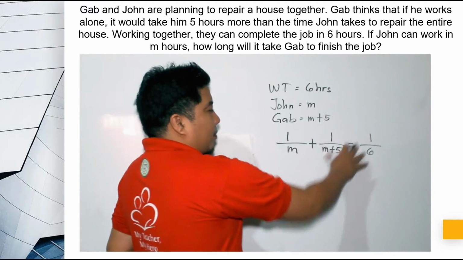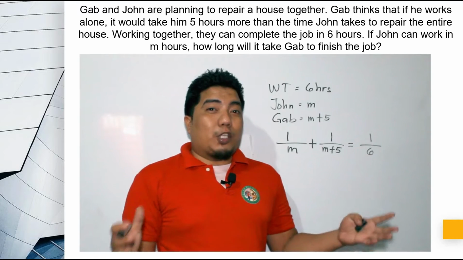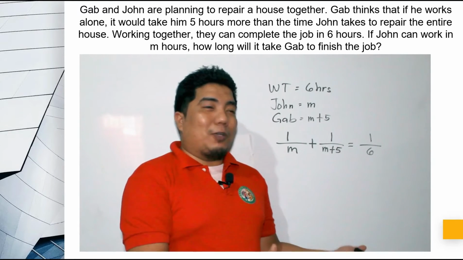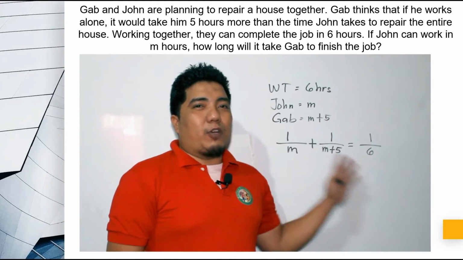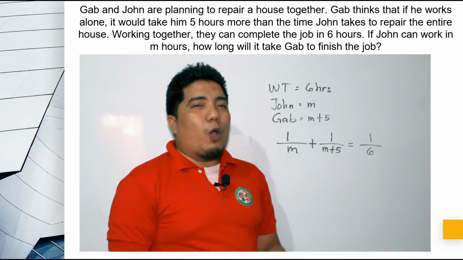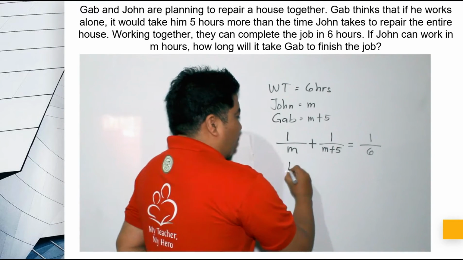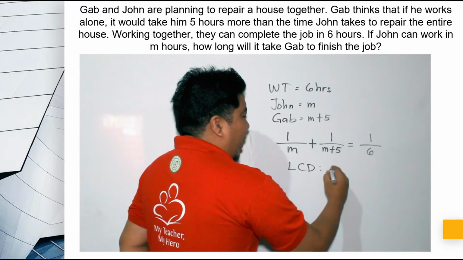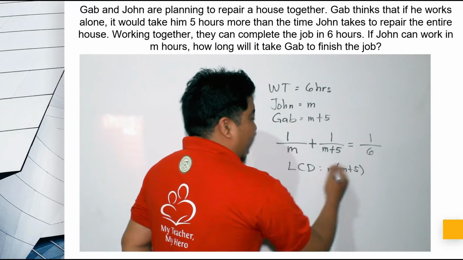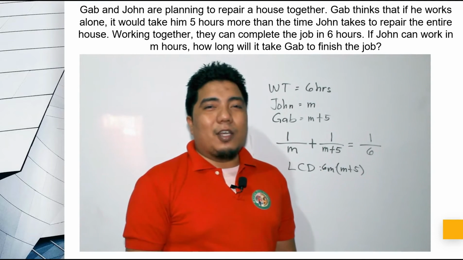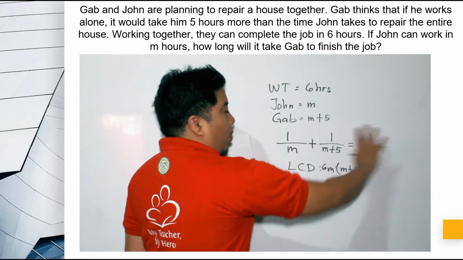Now, the question is, what are the hours of John and Gab? Okay. So, this is an example of an equation transformable to quadratic equation, because as we can see here, there's no quadratic equation, right? Okay, but we can transform this into a quadratic equation. How? We will multiply the whole equation by its LCD. So by doing the LCD, we have m plus 5, and we have 6. So that would be 6m. Okay? So what we need to do here is to multiply this LCD to our equation.